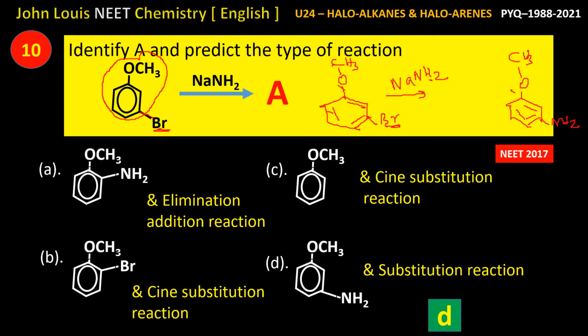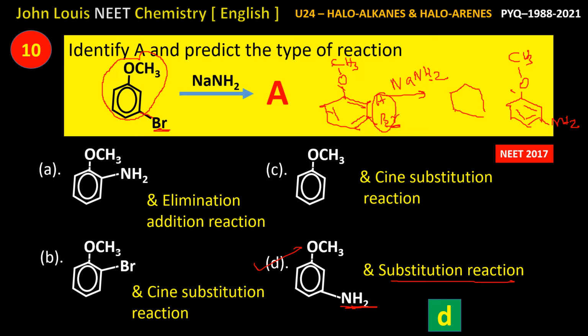Therefore, what will be the correct answer here? Where it shows a substitution reaction. Yes, this is a substitution reaction, and in the same meta position, bromine is substituted by NH2. Option D is correct. But if you try to understand the pathway, how this product is formed, it is slightly difficult and different from what you think. See, first of all, this bromine and hydrogen will be eliminated, and you will get a benzyne intermediate.